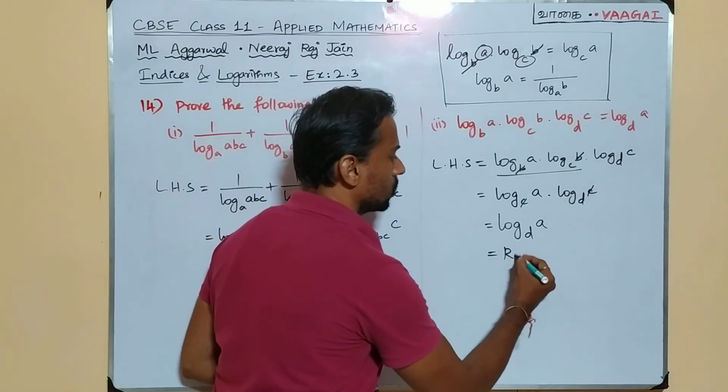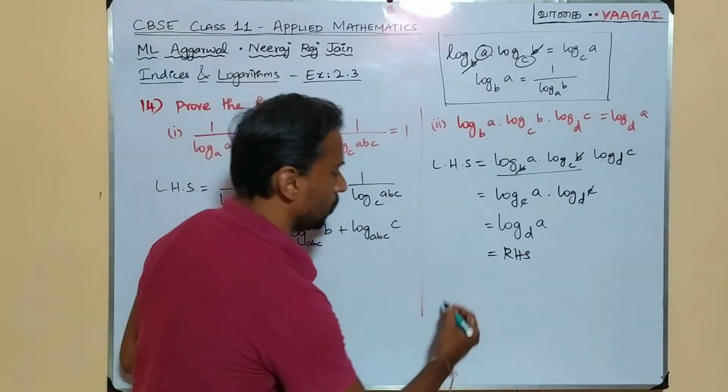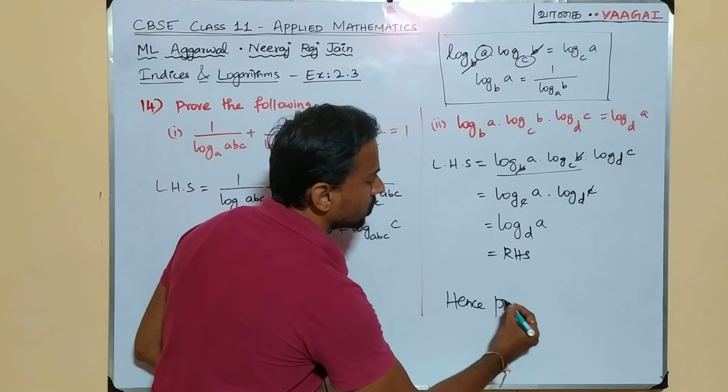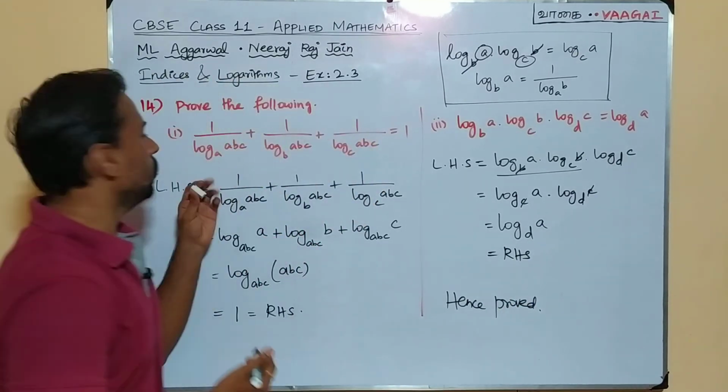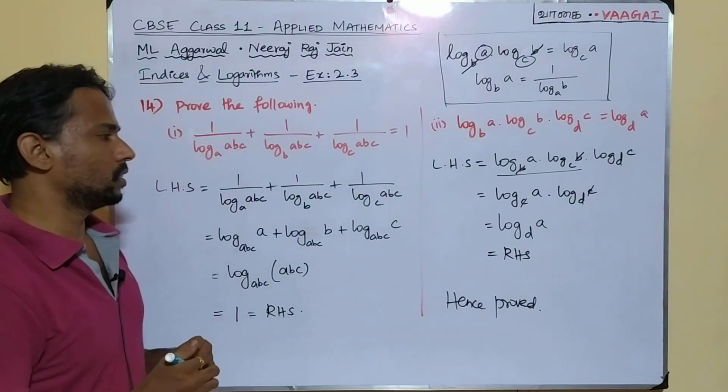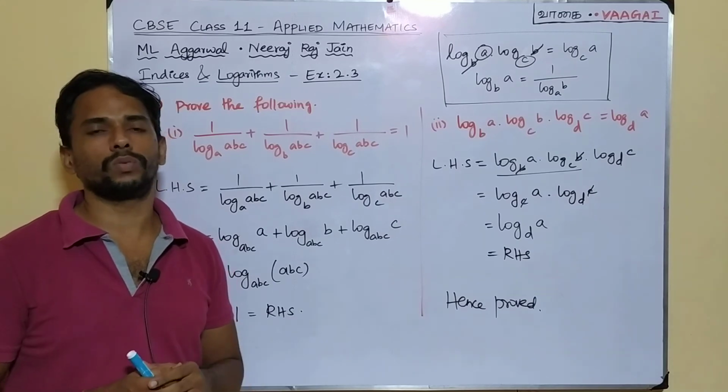So this is equal to RHS, and hence we have successfully proved both the given statements of this question number 14. Yes, this is clear to you, I think. Let's move on to the next question.